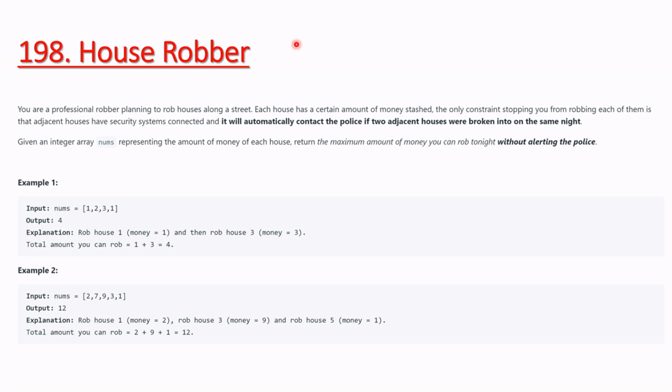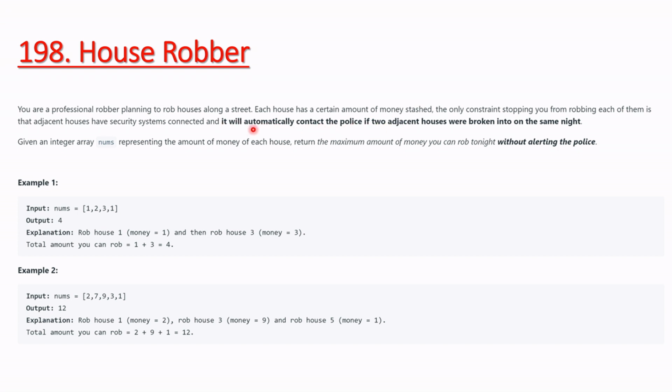Today, the question is regarding stealing from a house and collecting the money. You are a professional robber planning to rob a house along a street. Each house has a certain amount of money attached. The only constraint stopping you from robbing each of them is that adjacent houses have a security system connected, so it will automatically contact the police if adjacent houses are broken into on the same night. So this is the constraint.